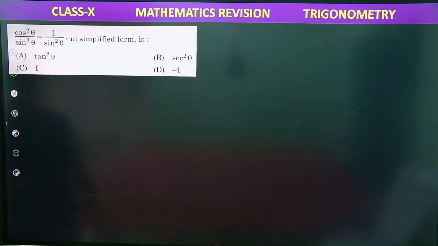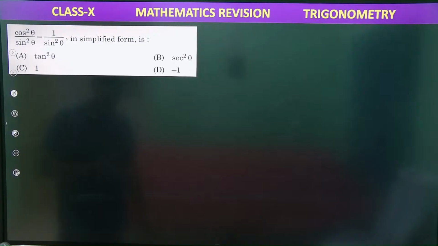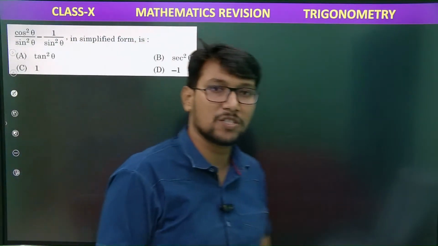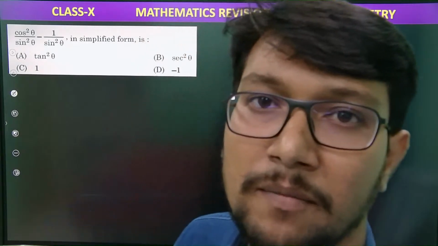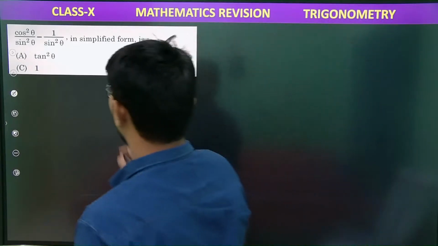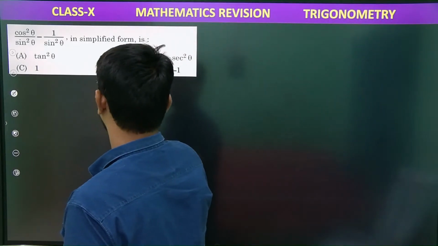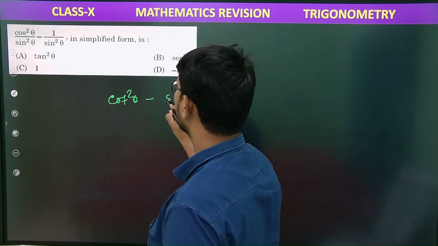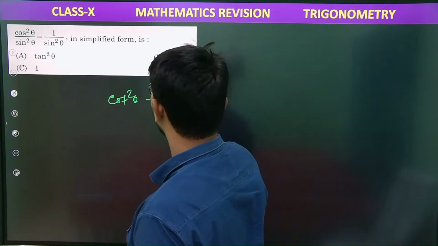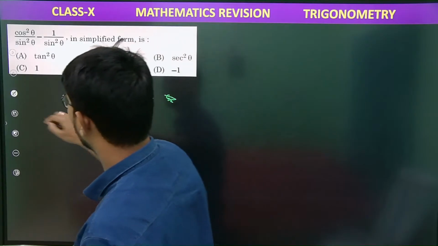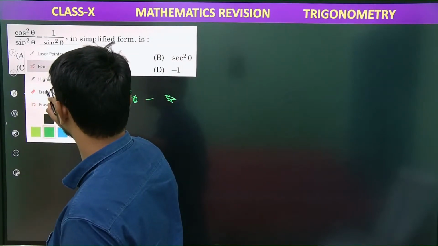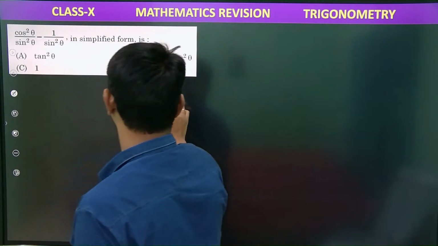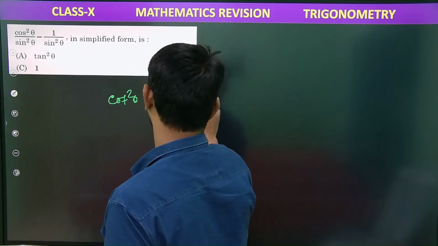This is a MCQ. Look at here. How can we solve? Cos square by sin square is how much? Cot square theta. Minus 1 by sin square. 1 by sin square is cosec square na. 1 by sin square is cosec square. So answer is how much?